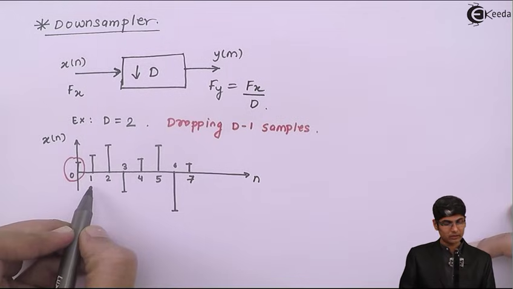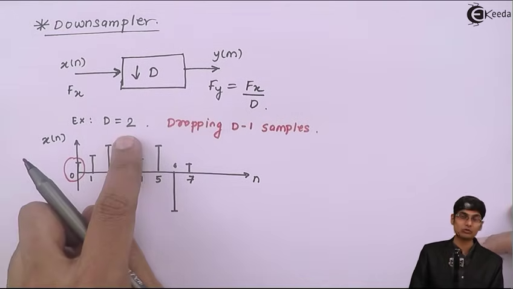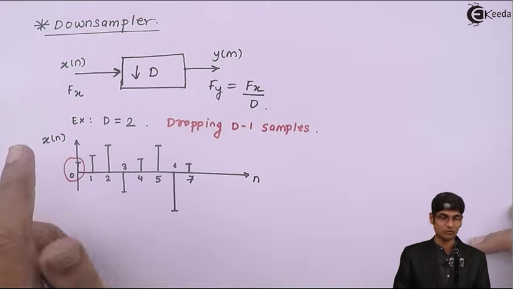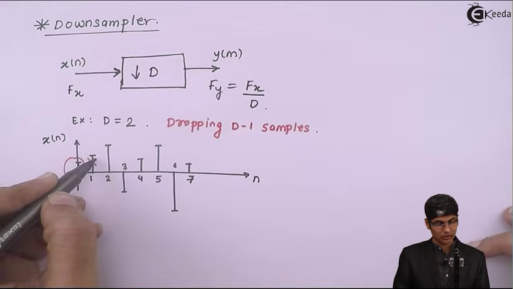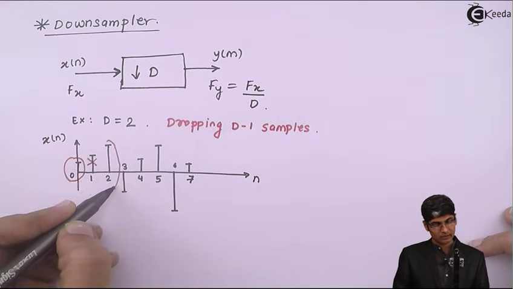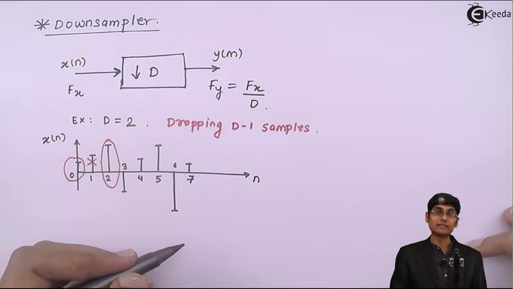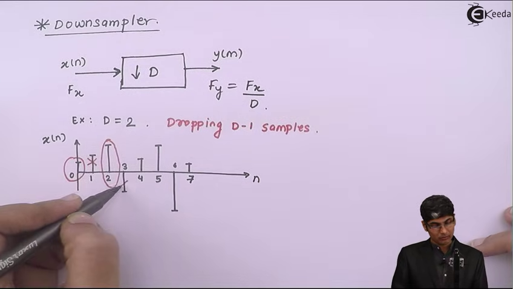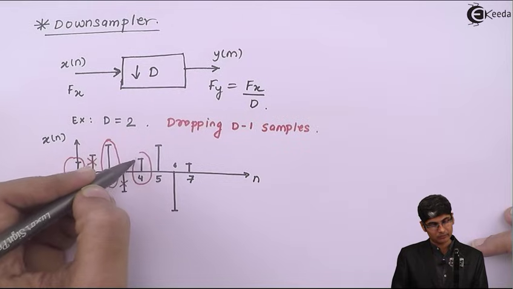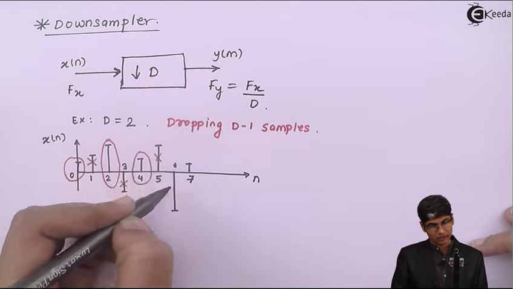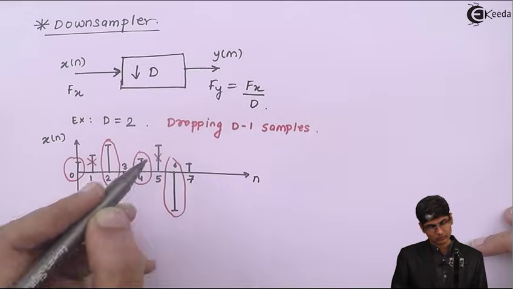Okay, so I will drop this sample because d minus 1 is 2 minus 1, which is 1, so I will be dropping 1 sample. So I will not consider this sample. Then again I will consider the second sample, and then I will drop this sample and I will consider this sample. I will drop this sample and I will consider this sample.